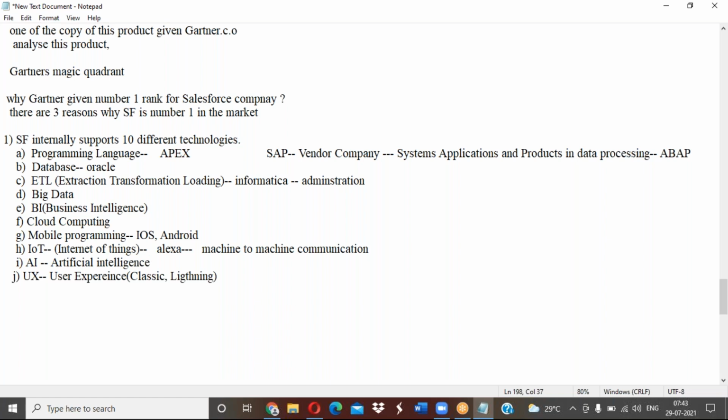Next, artificial intelligence. Artificial intelligence means what? Machine understands human language. Alexa is the best example for this. Clear all of you. That is called artificial intelligence. It can understand the human language. Machine can understand human language. Next, user experience. This is very important, guys.